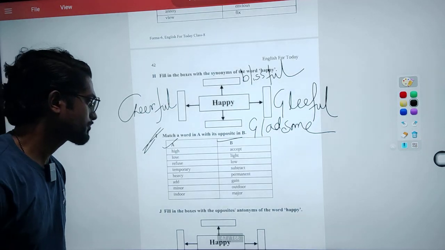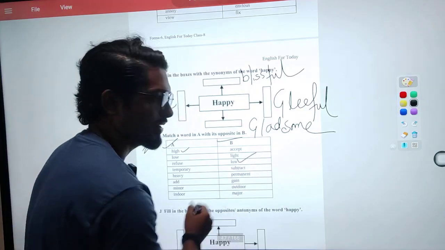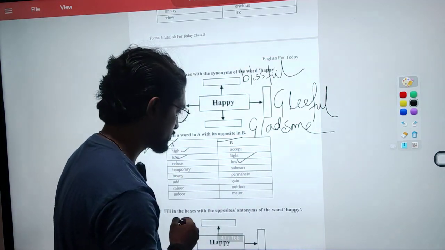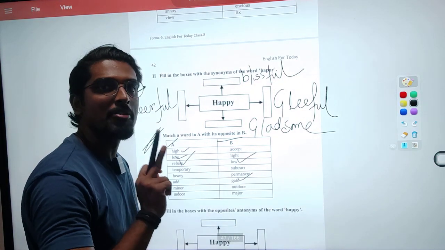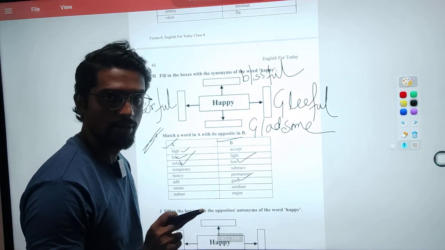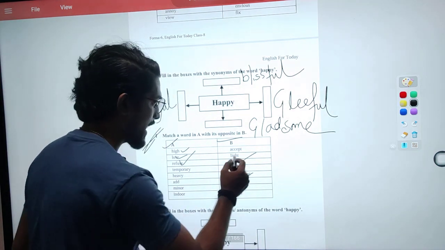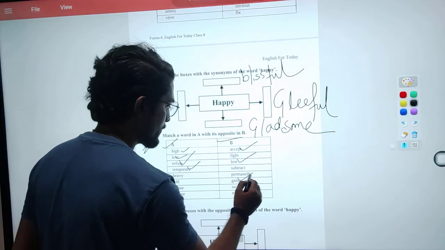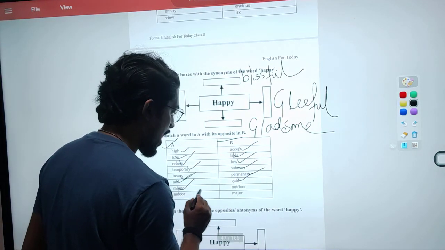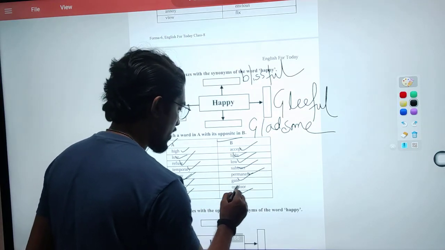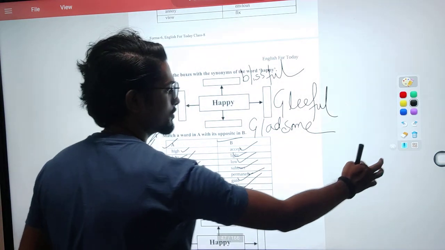Okay, let's try. What is the opposite of high? It's a very easy one. Low. Lose, gain. Refuse. The one is refuse, which is a verb. Then the next one is refuse, which is a noun. Accept. Temporary, permanent. Heavy, light. Add, subtract. Minor, major, indoor and outdoor. So match this one. Let's move on.